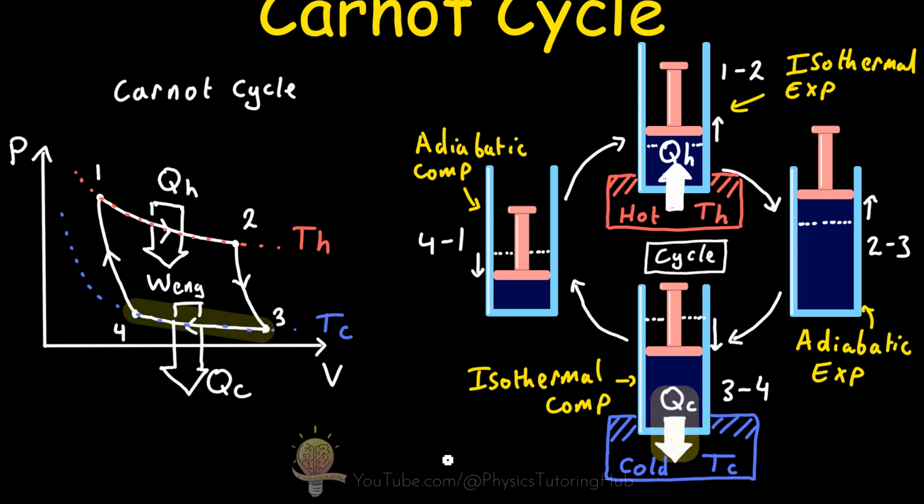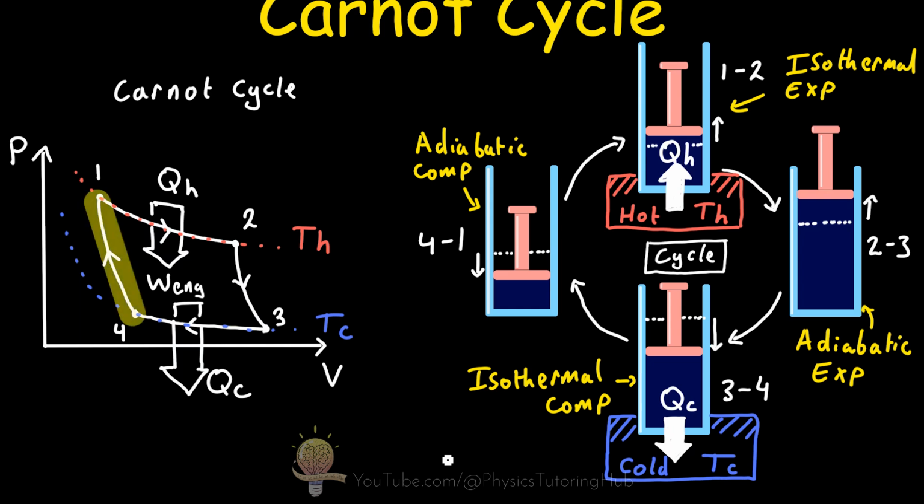This compresses the gas isothermally at temperature T sub C, which we can also see on the PV diagram here. And also notice that the gas expels energy Q sub C, which we've labelled on the PV diagram as well. Because the gas is shrinking in volume, the work done by the gas is also negative.